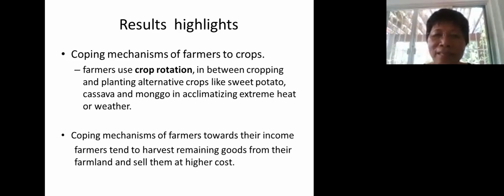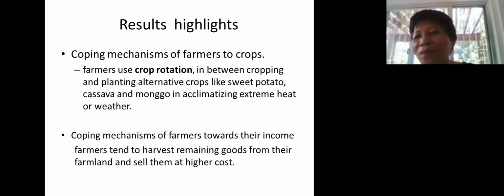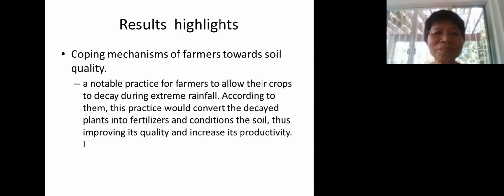That's one coping mechanism. What about the coping mechanism towards their income? When there is a low income, they tend to harvest the remaining goods from their farmland and sell them at a higher cost. So they jack up the cost of their farm products. Whatever remains, they harvest it and jack up the price. Okay, that's what they do.